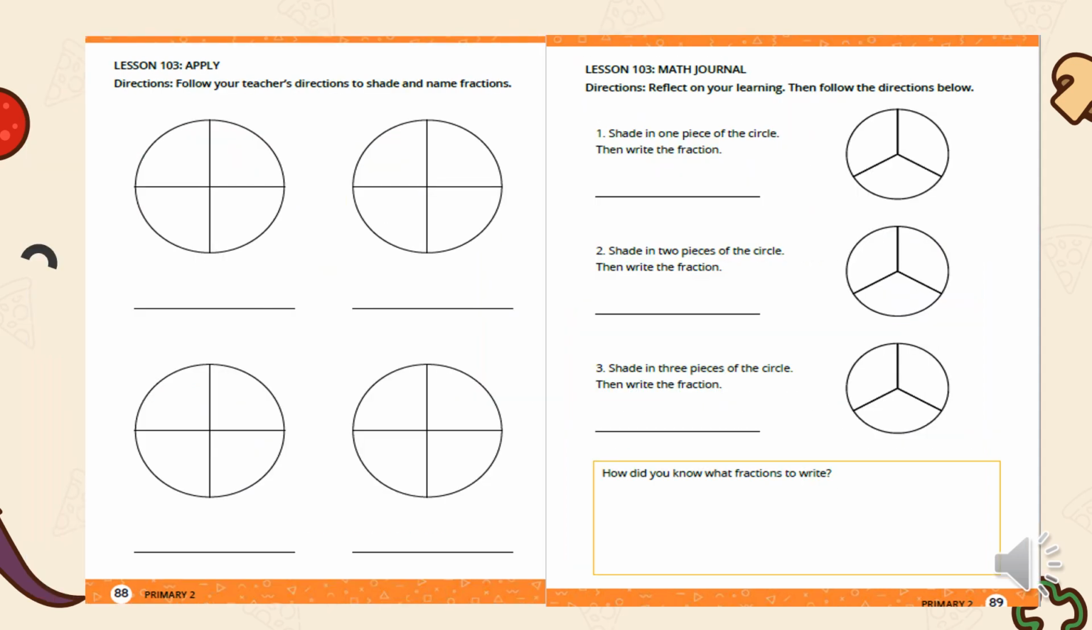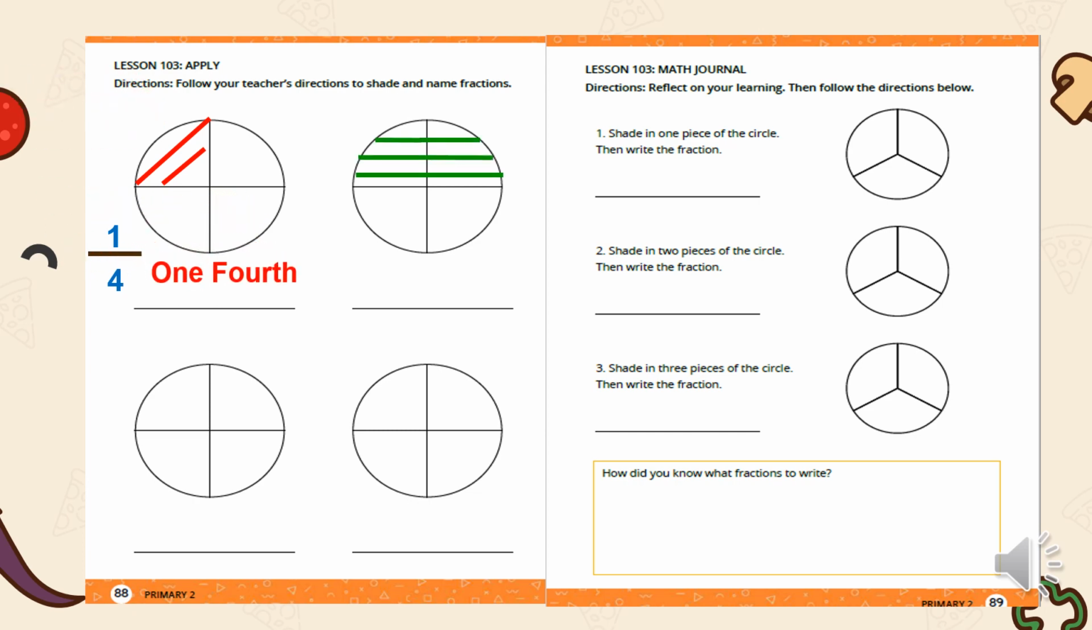The apply part: follow your teacher's directions to shade and name fractions. So we are going to shade each circle, then we write the fraction. In the first circle, now we have just one color part over the total parts, 4. So the fraction is 1/4.